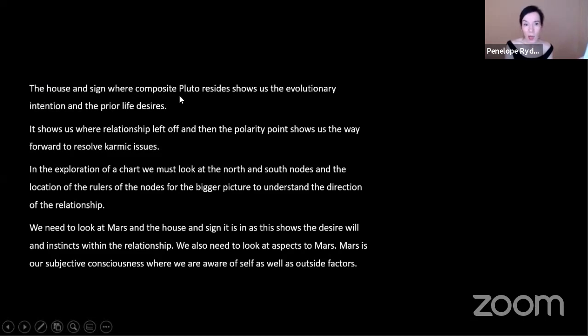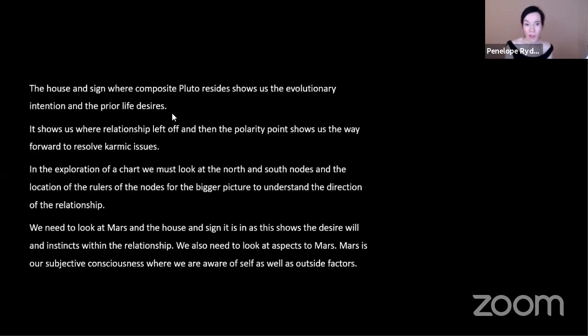The house and sign where composite Pluto resides shows us the evolutionary intention and the prior life desires. We can think about that even on our own natal chart. But when we put two charts together and get a composite chart, it shows the evolutionary intention and the prior life desires of that particular connection, whoever we're having a connection with. It shows us where the relationship left off, and then it shows the polarity point, which shows us the way forward to resolve our karmic issues.